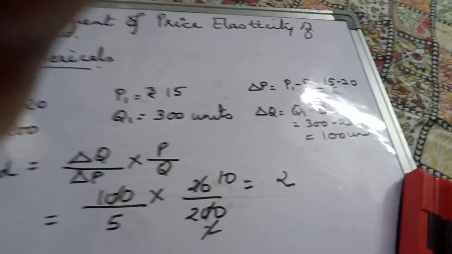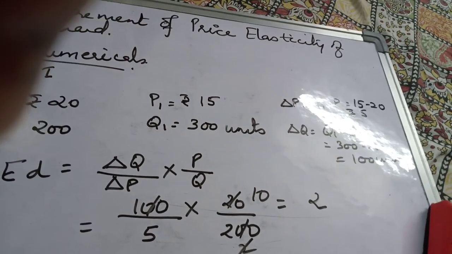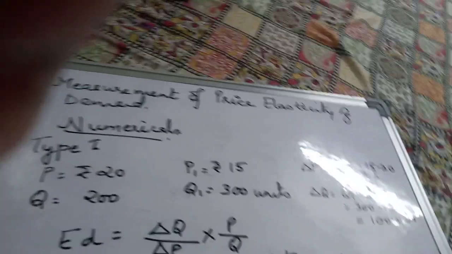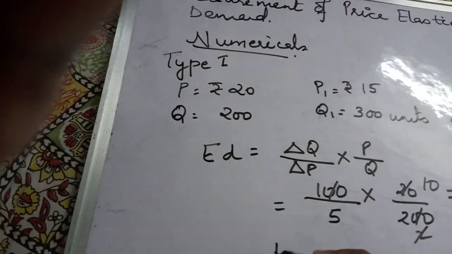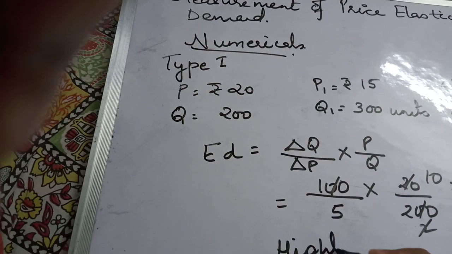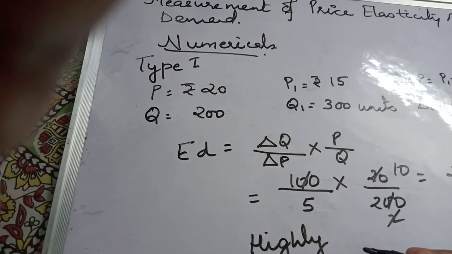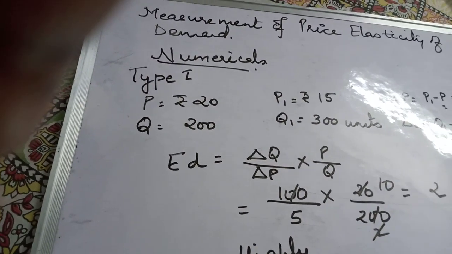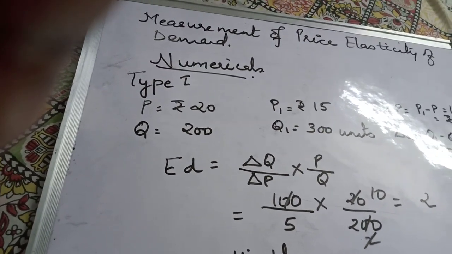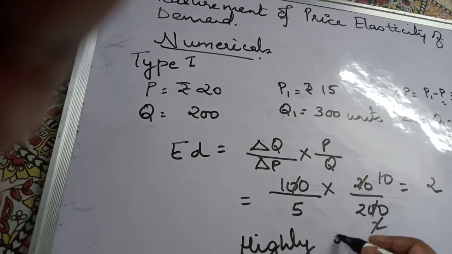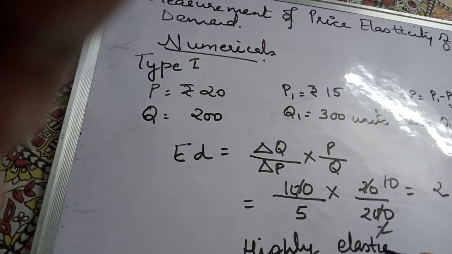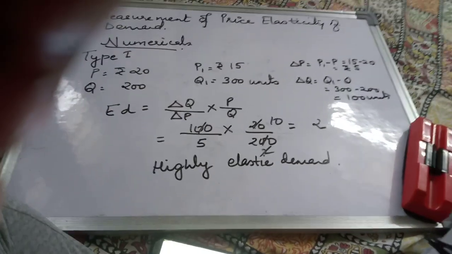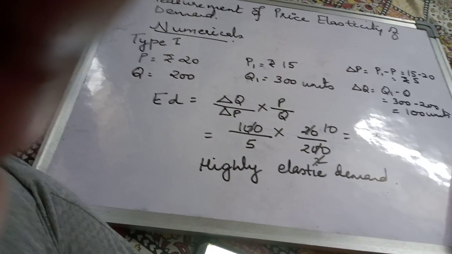Now if you see, this value 2 is greater than 1. So when the value is greater than 1, then it is highly elastic. If it is less than 1, it is less elastic. Equal to 1, it is unit elastic. Infinity, it is perfectly elastic. 0, then it is perfectly inelastic. So this is highly elastic because it is greater than 1. Okay, is this clear?